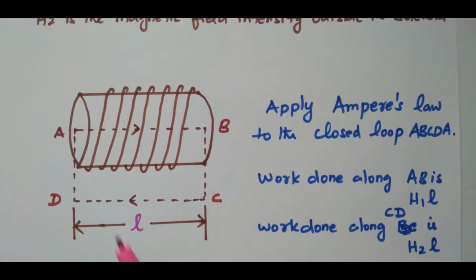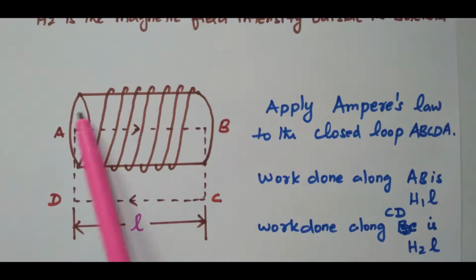In order to apply Ampere's law, a closed path is needed. Only when a closed path is available can we apply Ampere's law. So this closed path is A, B, C, D, A. Path AB is inside the solenoid and CD is outside the solenoid, so that we can analyze the magnetic field intensity inside as well as outside of the solenoid.